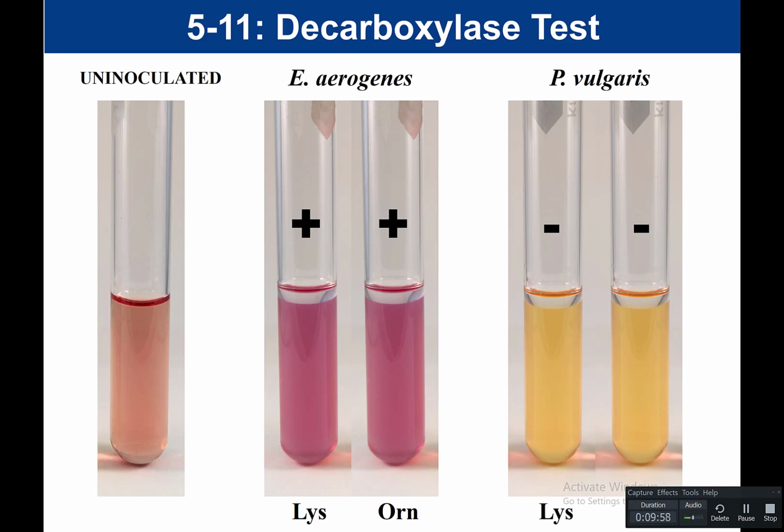And if the pH is acidic, that means that bacteria used glucose as a food source. And if they use glucose as a food source, then they're going to produce acids that will lower the pH and cause the bromocresol purple to turn yellow, which is going to be our negative for our decarboxylase. And so this is our decarboxylase test.